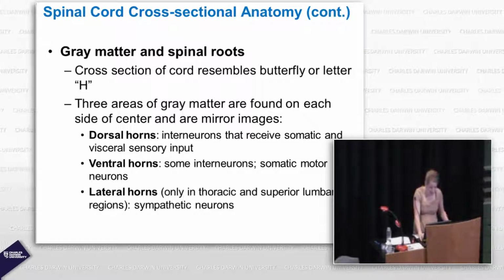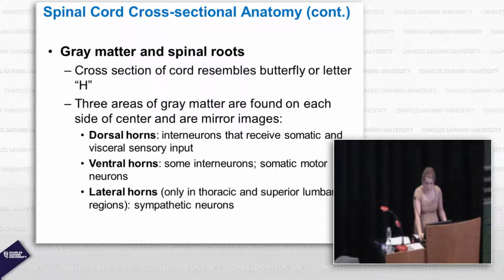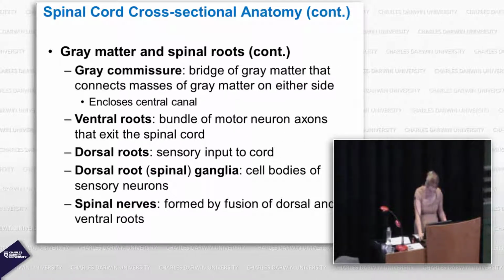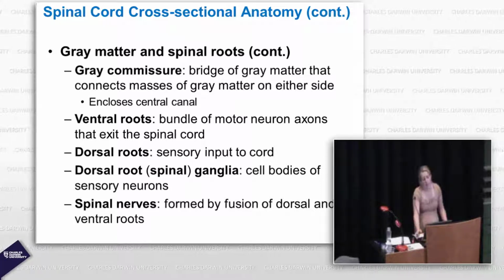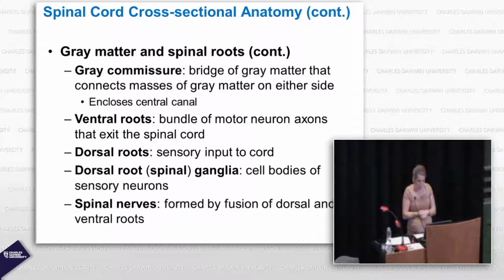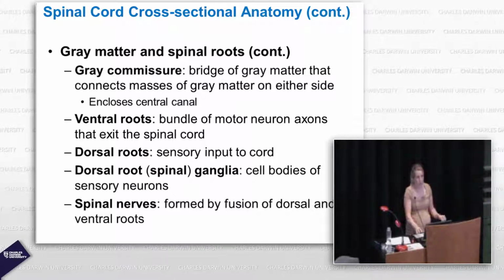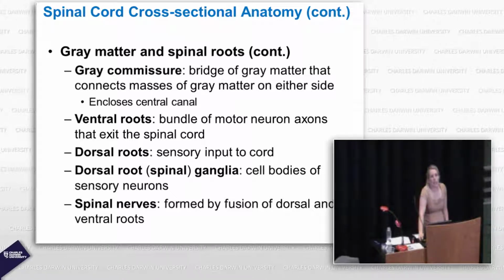And as I said before, the lateral horns, they're only in the thoracic and superior lumbar, and these are your sympathetic neurons. So within that H shape, the middle of the H is what we call the grey commissure, and this bridge enables that communication from side to side of the spinal cord, and it encloses the central canal, which has that cerebrospinal fluid running through it.